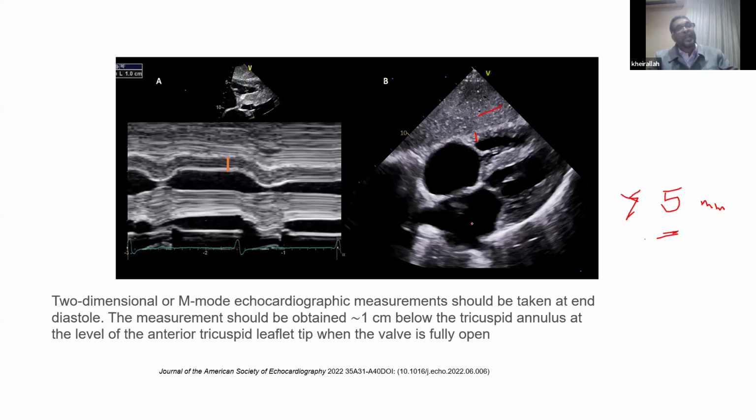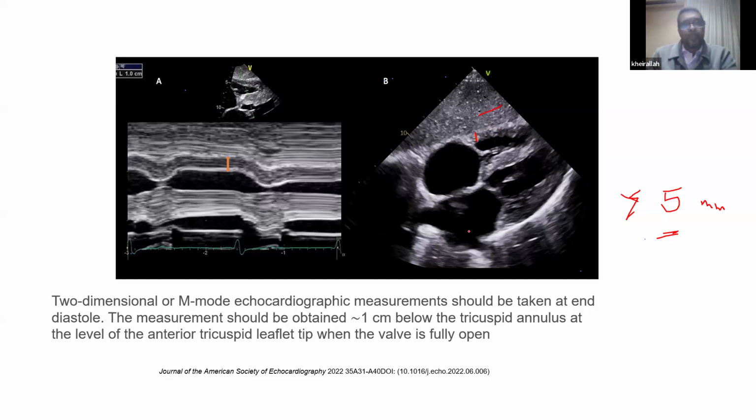Because in the LV, more than 1.1 is considered hypertrophy. In the RV, more than 0.5 is considered hypertrophy. See the difference? Yes, that's an expected difference, because the LV is normally more muscular than the RV.